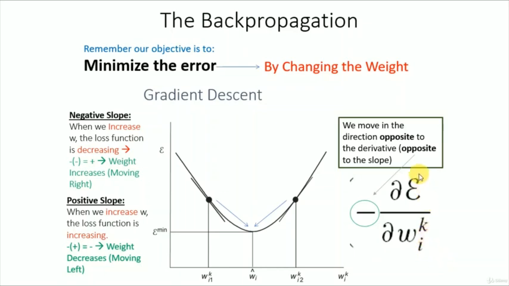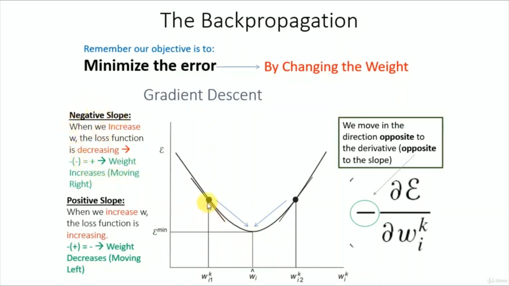So how do we compute this gradient is by taking the derivative of your error with respect to the weight. Now what we want to do is move in the direction opposite to the derivative. That's why we have a negative sign right here. Why do we do that? So if we compute a positive slope, that means we want to go left in order to reach this minimum point. And if we compute a negative slope, that means we want to go right in order to reach the minimum point. Okay? So let's just consider the example of a negative slope.